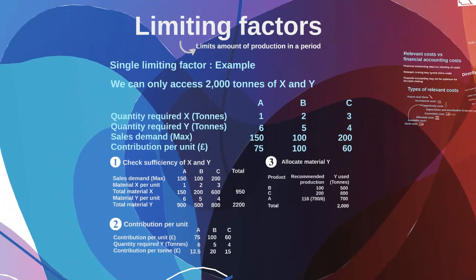So, as you can see here, what we've done is we have looked at our limited resources, and by using relevant costs such as the contribution per unit, the contribution per ton, etc., we have now decided how much of each one we're going to make based on those relevant costs, and we've maximized our output, our revenue, our contribution based on the limited resources we have available.